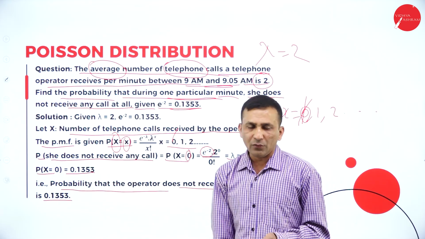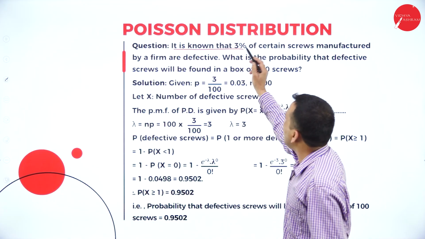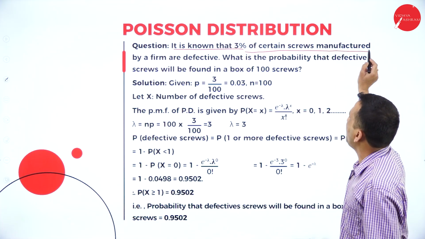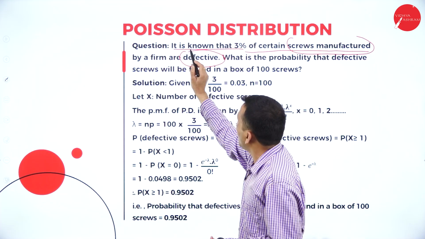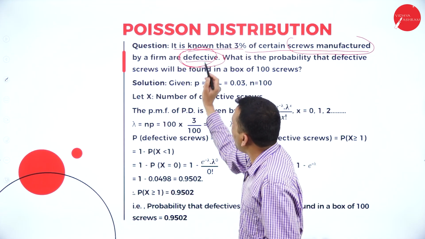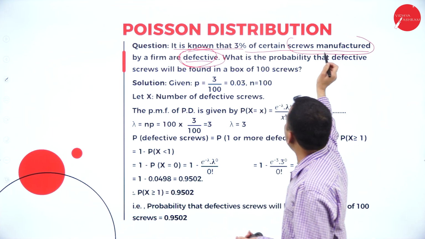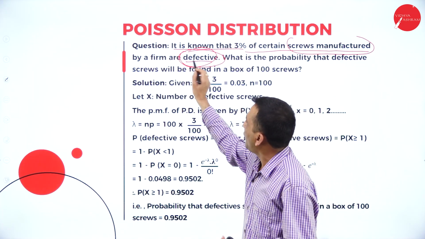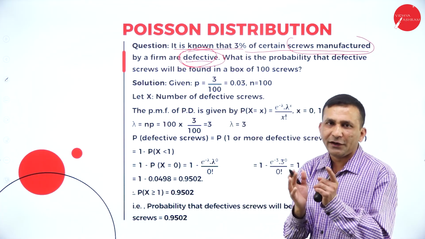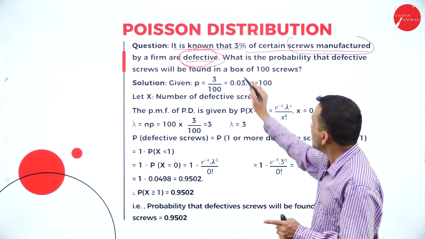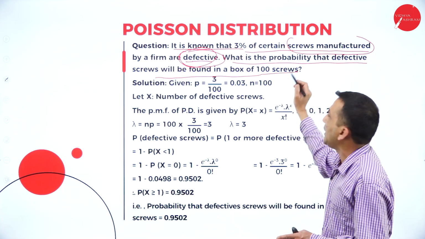Okay, so moving forward to the next question. There is one more question. It is known that 3% of certain screws manufactured are defective. Now you have to identify that defective is related to Poisson distribution. So the 3% of certain screws manufactured by a firm are defective. So of the total production, 3% are defective. Defective is the best example for Poisson distribution. So what is the probability that a defective screw will be found in a box of 100 screws?